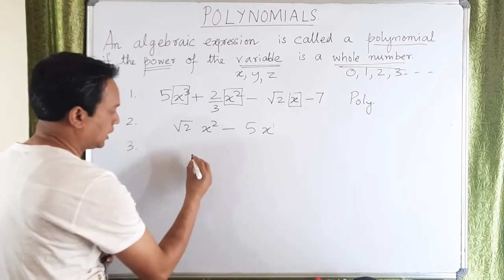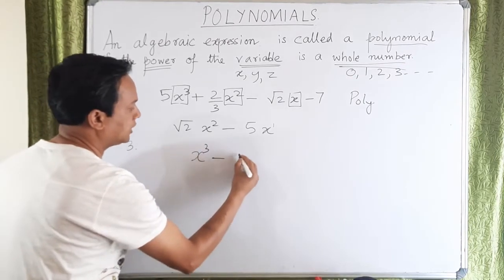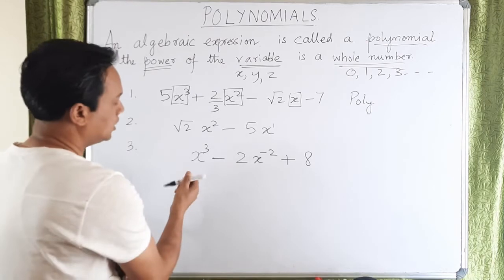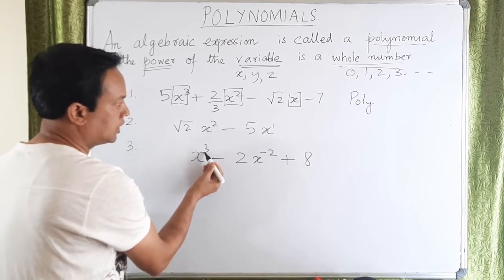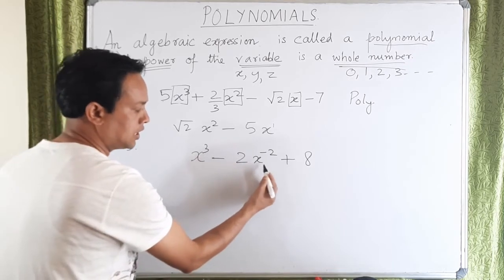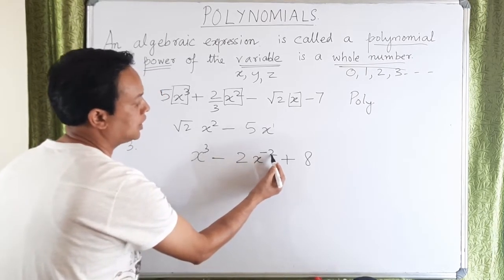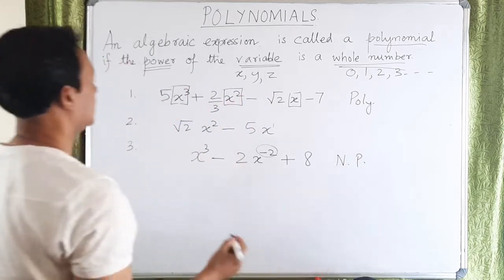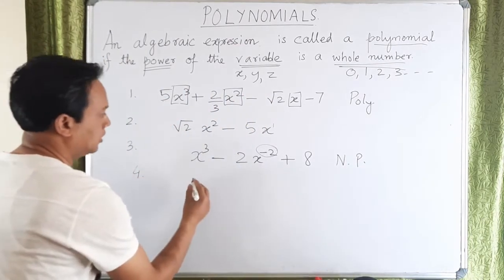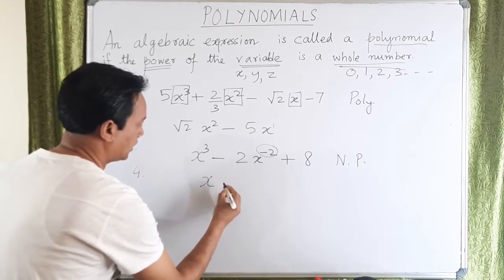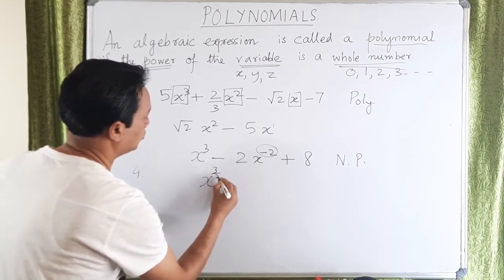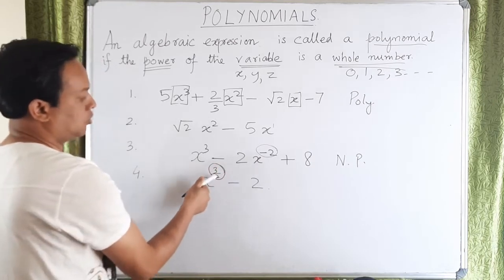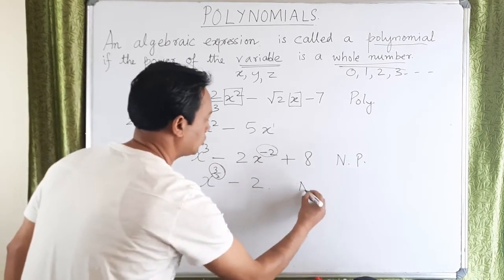Okay, let me take another example. Say we have x cubed minus 2x to the power minus 2 plus 8. If I look at the variable x, the power in the first term is a whole number, fine. In this term, the power is negative, so it is not a whole number. Since it is not a whole number, we'll say this is not a polynomial. Then if I take another example, say x to the power 3 by 2 minus 2, you can see again the power of x is not a whole number, it is a fraction, so this is also not a polynomial.